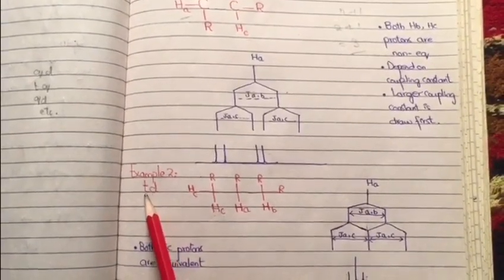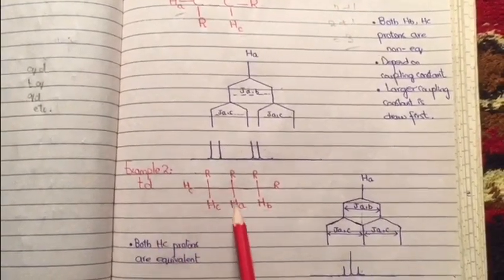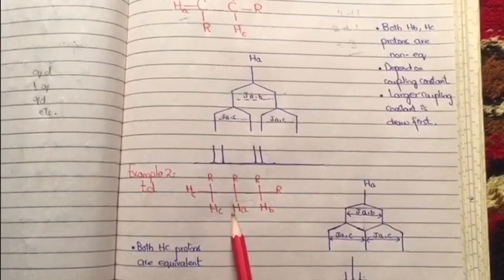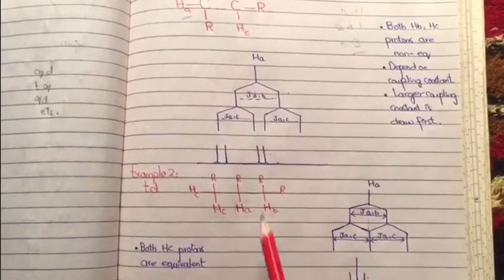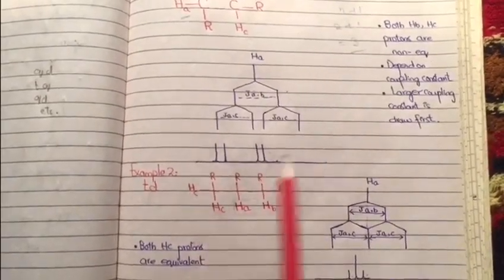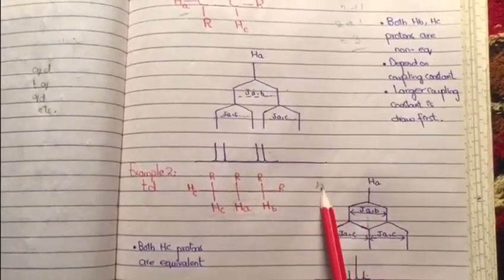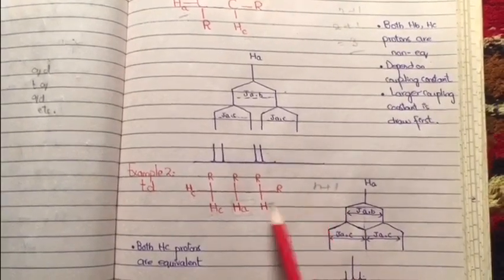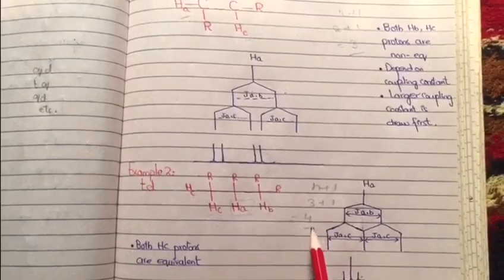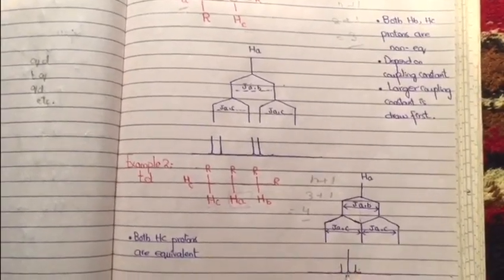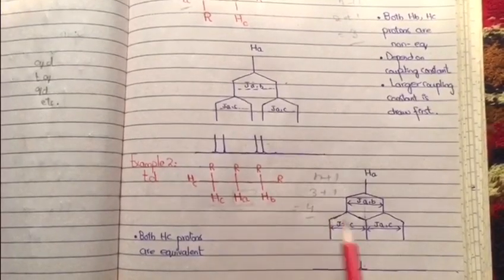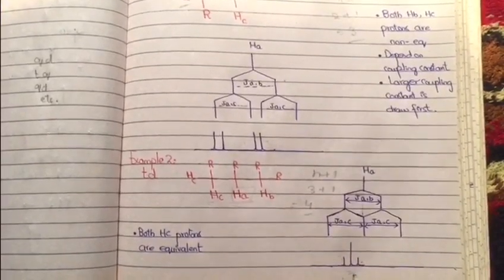How can we draw the triplet of doublet? In a similar way, we are observing a signal for this HA proton. It has 3 neighboring protons, HB and HC protons. According to the N+1 rule, it has 3 neighboring protons, so its signal must split into a quartet. But when we observe the NMR spectra, we see the signal for the HA proton is a triplet of doublet.